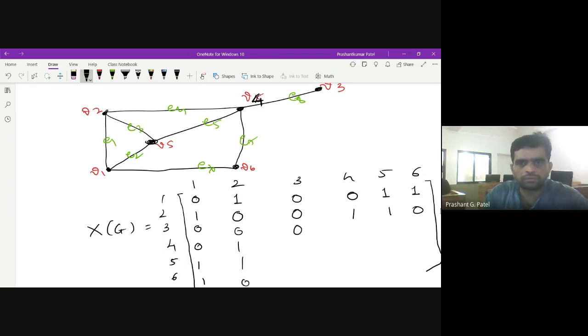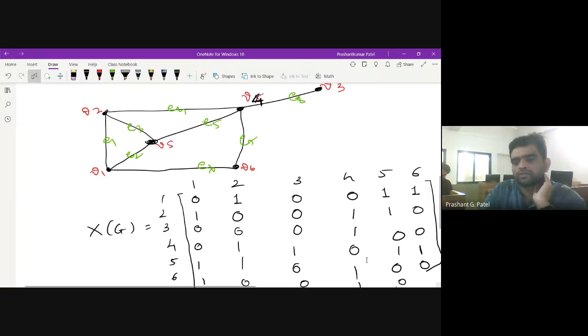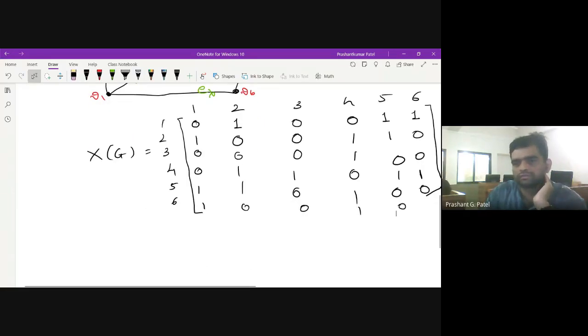Here it is also 0. 3 to 4, there is an edge, then the others will not be edges. This is 1, 0, 0. Here it is also 0. 4 to 5 is an edge and 4 to 6 is also an edge, so this is copied here. 5 to 5 is 0. 5 to 6, no edge, so here you also have 0, and 6 to 6 is also 0. So finally, from the graph we get this matrix.